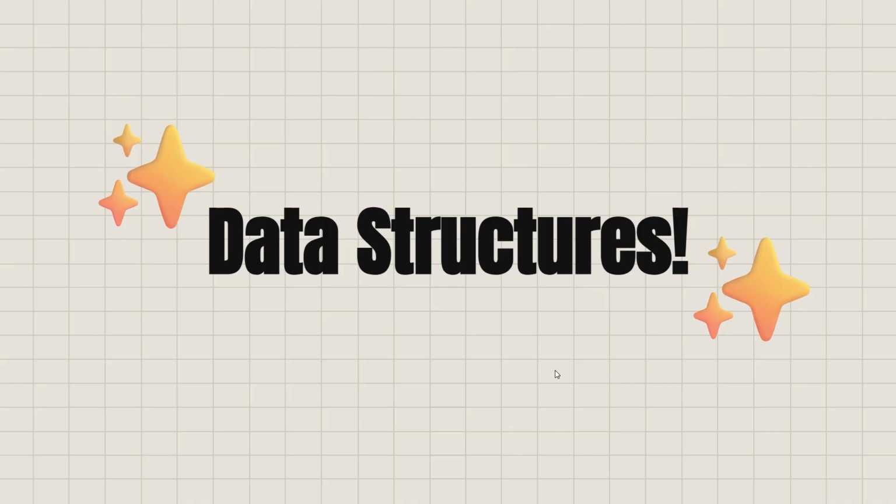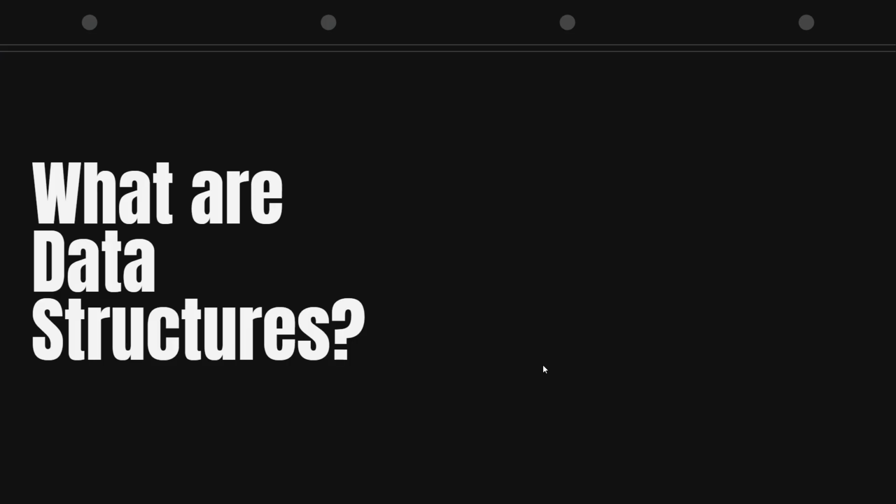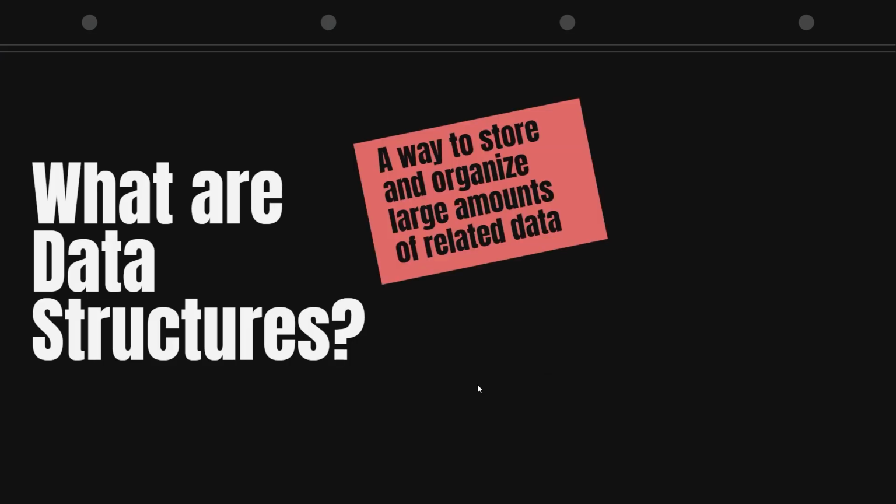The handy dandy use of this wonderful thing called data structures. So what are data structures? First and foremost, they are a way to store and organize large amounts of related data. Like we had all of those count integers, they're all probably counting something, they're all probably related. We should probably group them together into one thing.